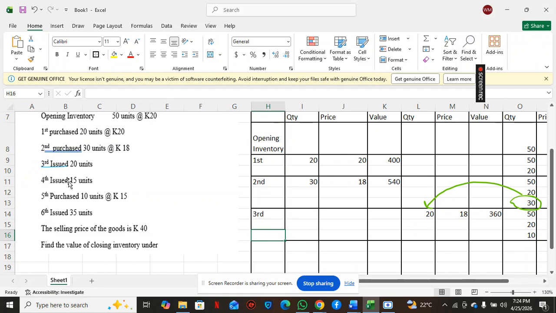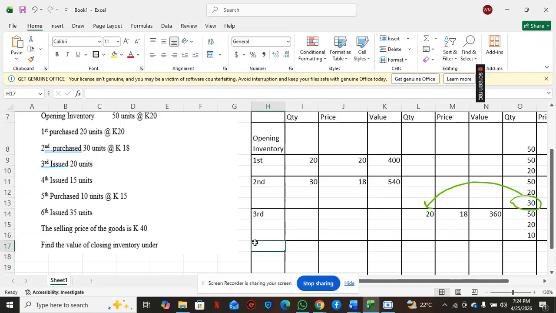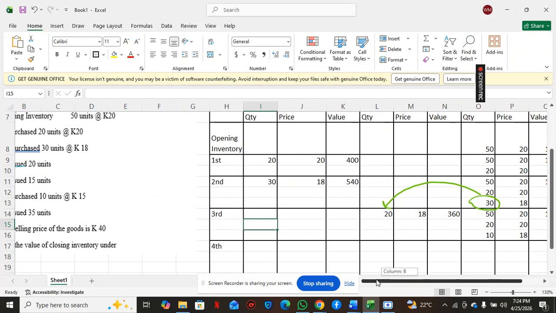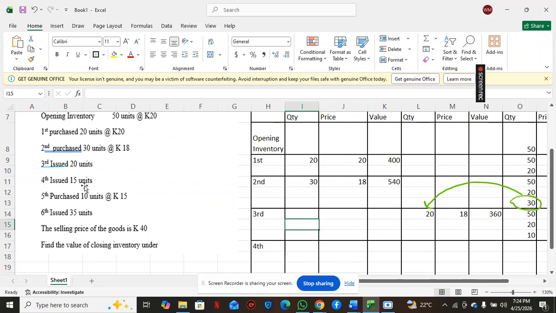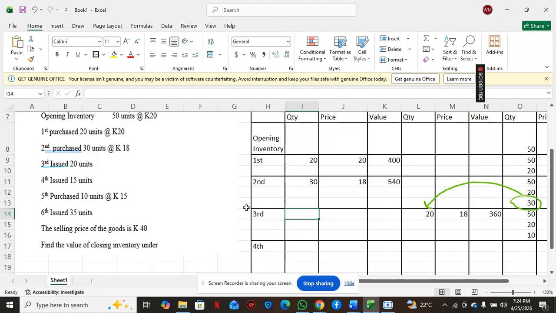This is the same process here. We're having another issue. So on the fourth, there was another issue. We issued 15 spare parts. But to make life simple, we sold 15 spare parts.